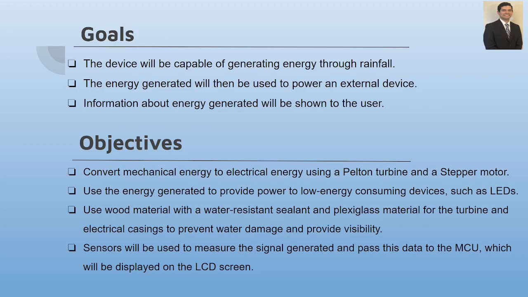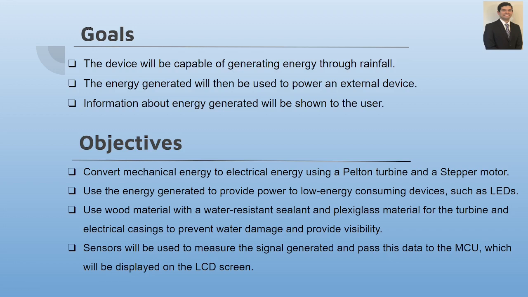The goals of this project are that the device will be capable of generating energy using the rainwater flowing through a single gutter, effectively turning the rainwater into a renewable source of energy that can easily be installed on a common house. The energy generated will be used to power an external device while displaying the data about the power statistics like voltage and current.